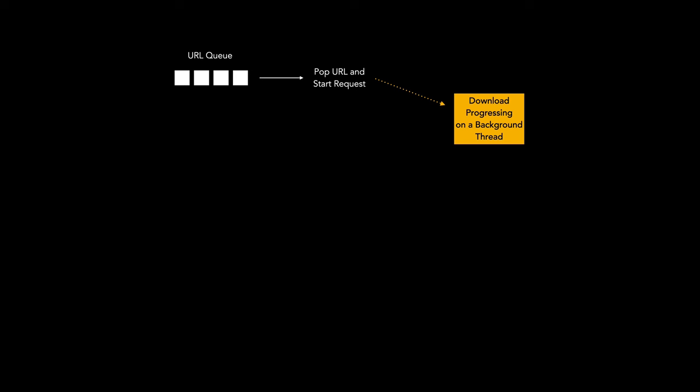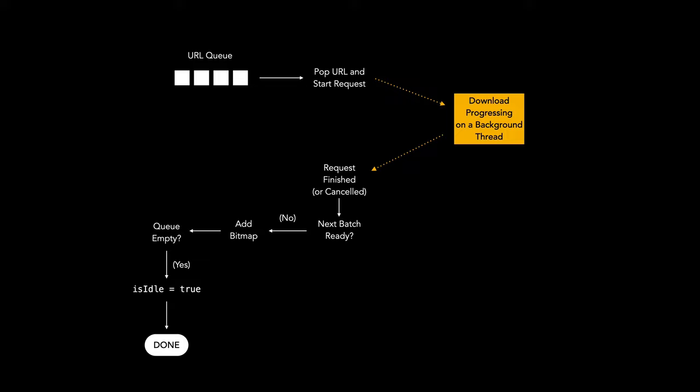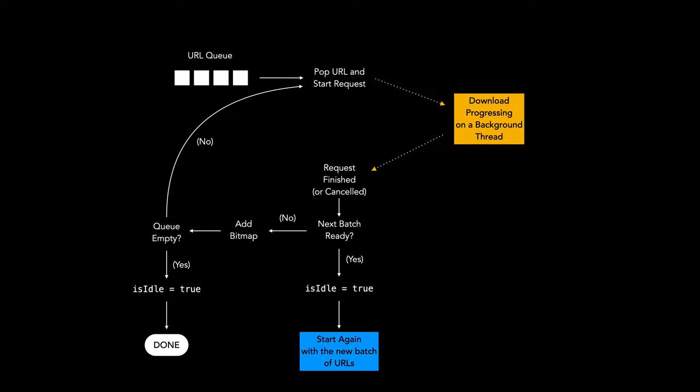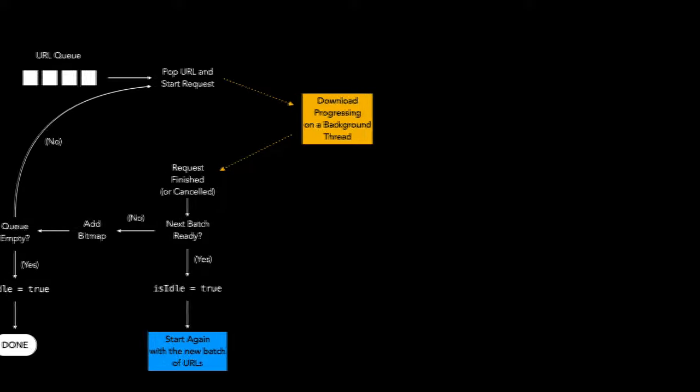Here's the updated flowchart. After getting the request status, we check if the next batch of URLs is waiting for us. If not, we proceed normally, adding the bitmap to the gallery and popping the next element from the queue. However, if the next batch is ready, we indicate that the process has finished by setting the isIdle to true, and we start with the new batch.